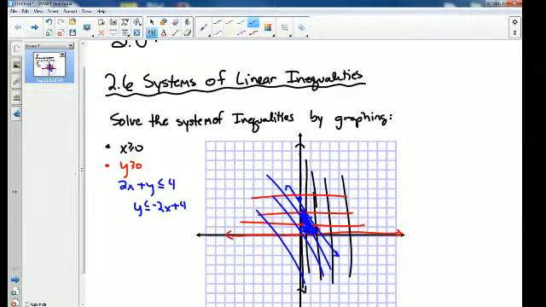Are you good with that? So sometimes it's a shape like so. Sometimes it's not a shape and it's shaded infinitely.